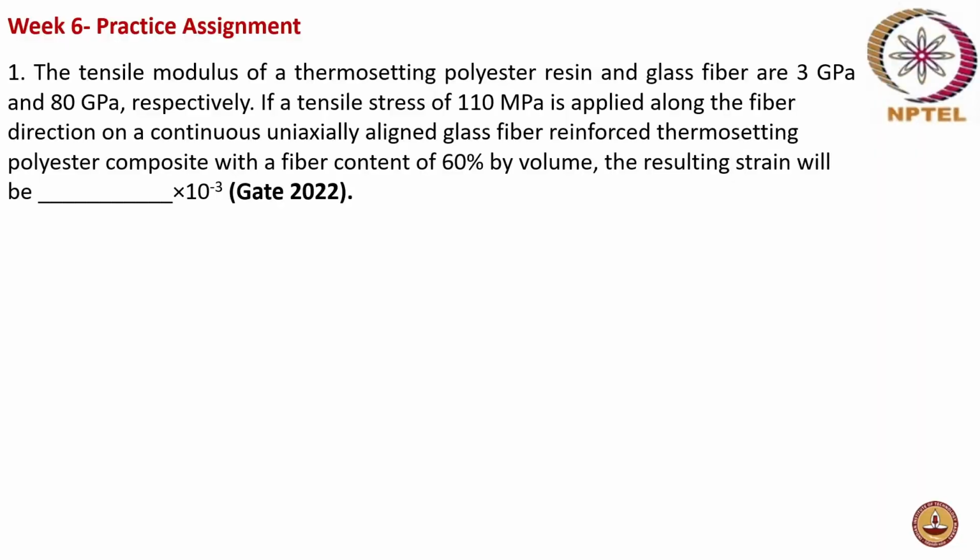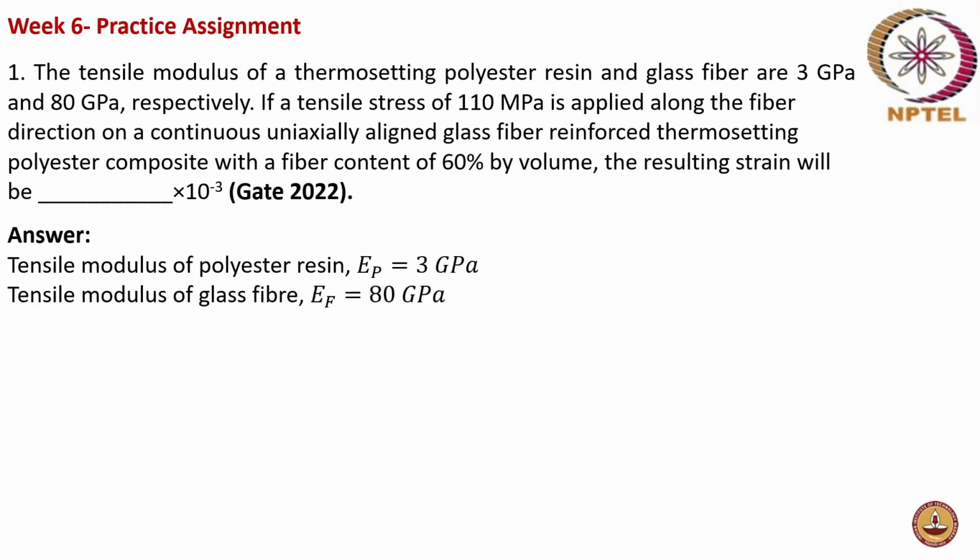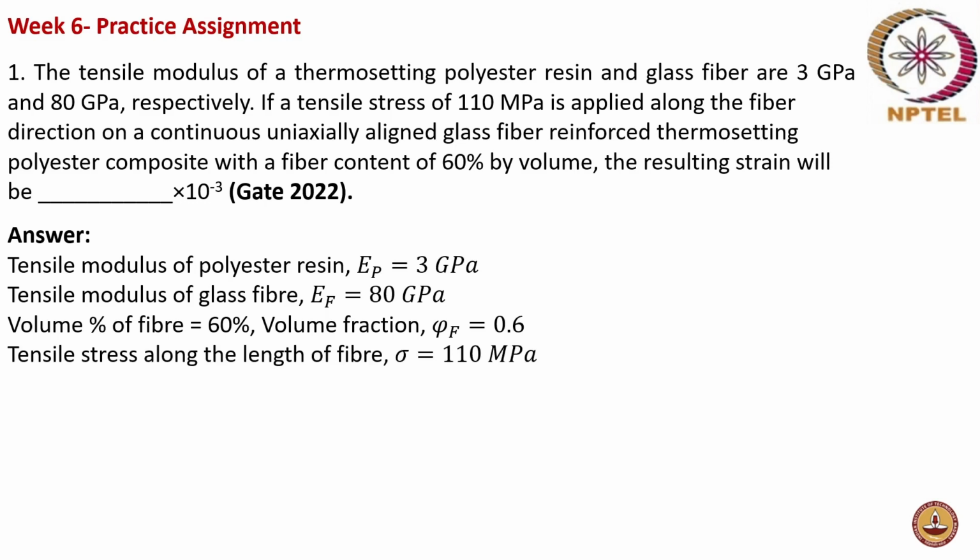Okay. Fine. So let's see what is given in the question and what is asked. First, the tensile modulus of the polyester resin is given: 3 gigapascal. Next, the tensile modulus of the glass fiber is given, which is 80 gigapascal. The third piece of information is the volume percentage of the fiber, from which you can calculate the volume fraction: 60% means 60 by 100, which is 0.6, the volume fraction of the fiber. They have also given the tensile stress along the length of the fiber, sigma equal to 110 megapascal. Now what they have asked is what will be the strain.